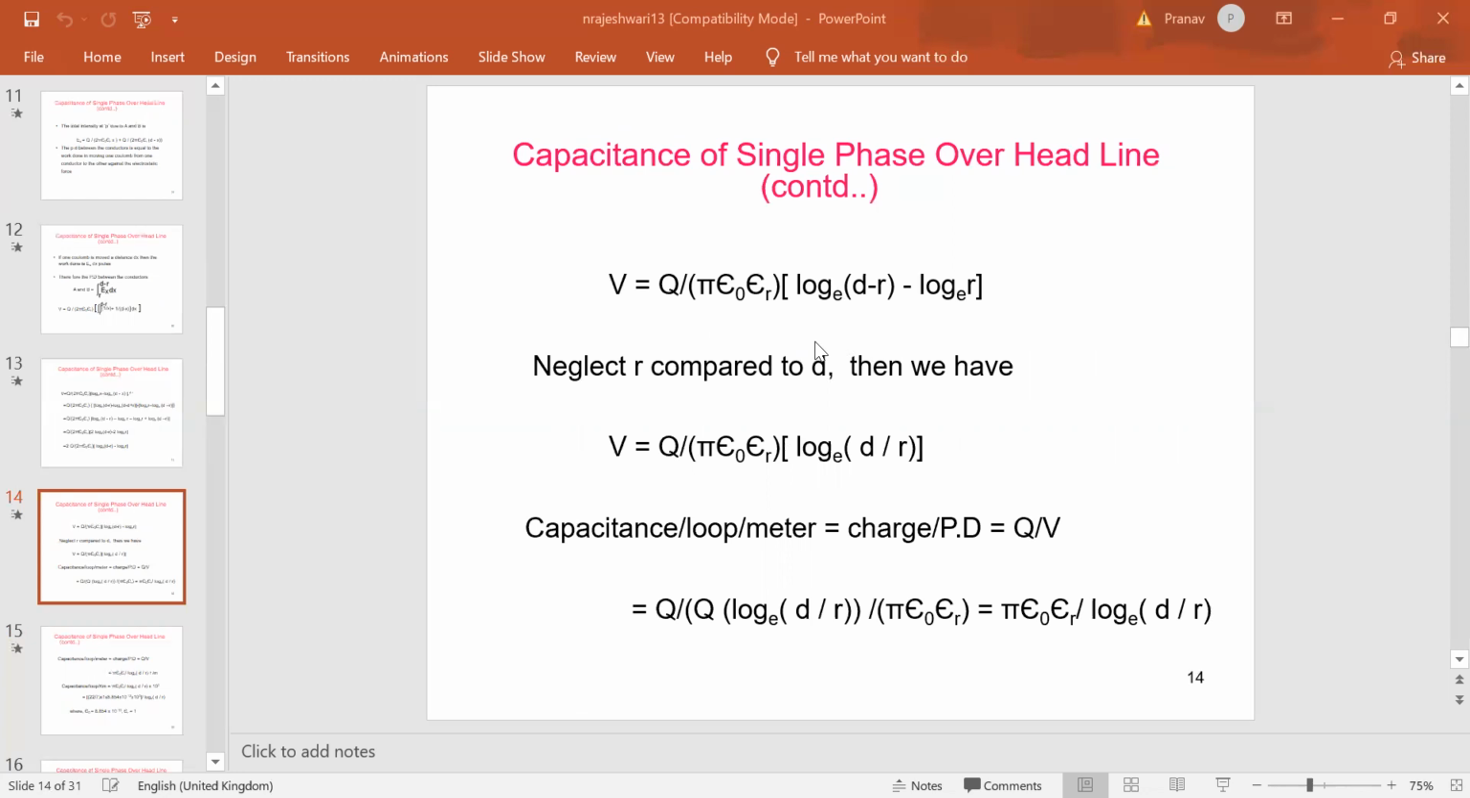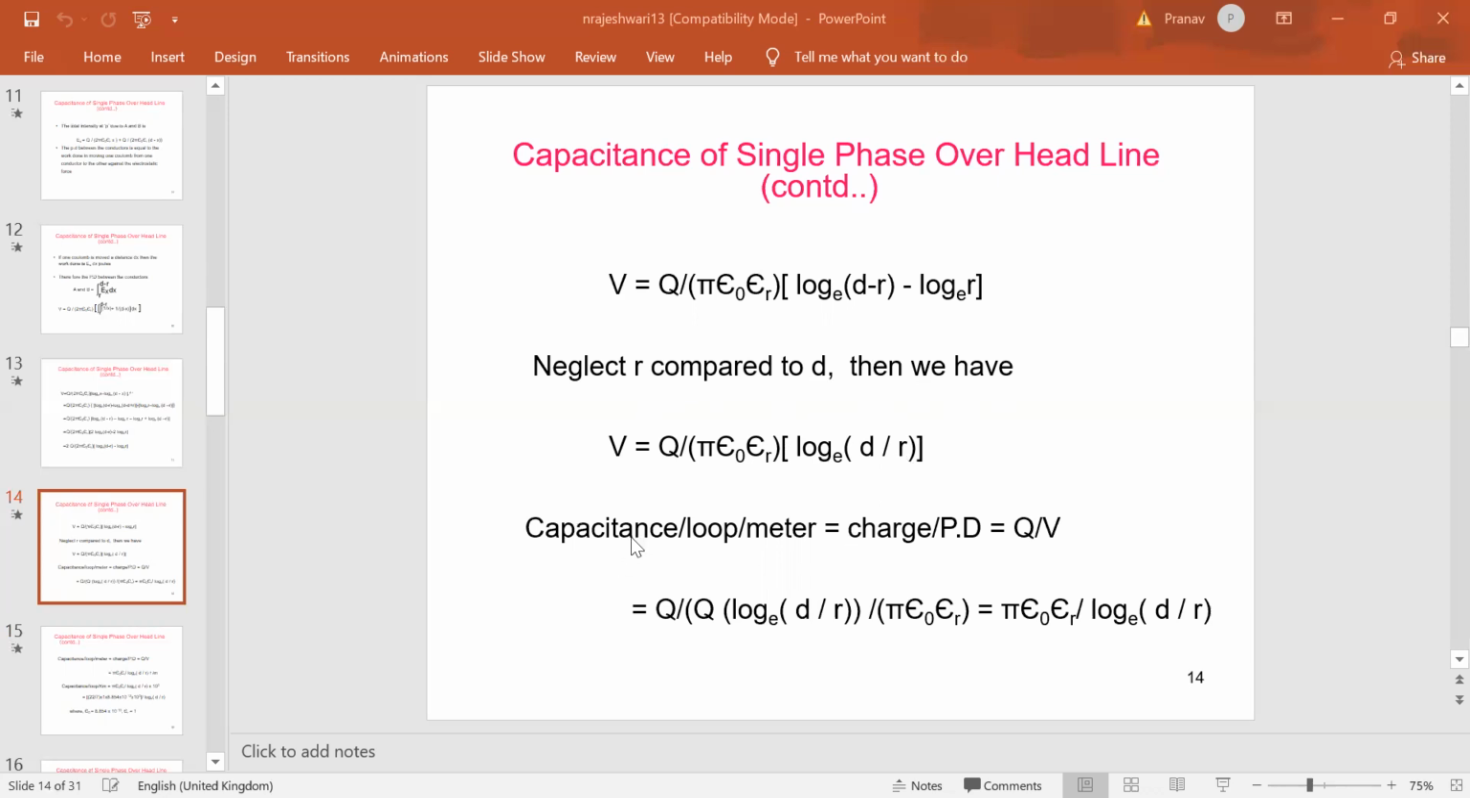Neglect r compared to d, because d is a somewhat high distance in comparison with the small r. So neglecting the small r compared to d, we have V equal to Q by pi epsilon naught epsilon r log of d by r.